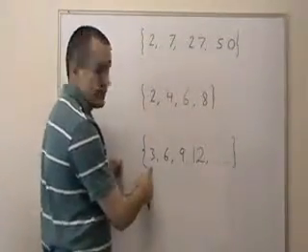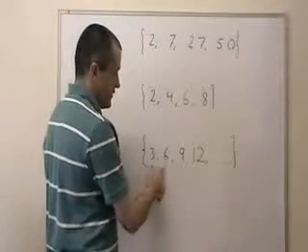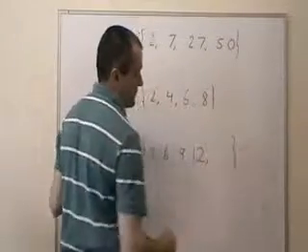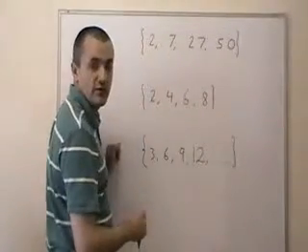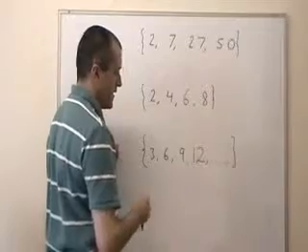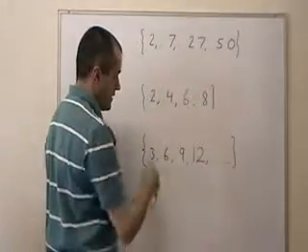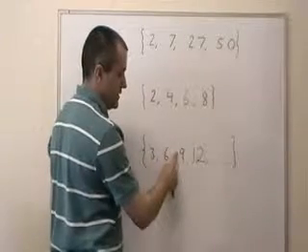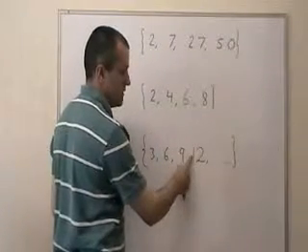Now let's look at this sequence here. It has the elements 3, 6, 9, 12, and so on like that forever. So we would say that this is an infinite sequence. Again, this time there appears to be a pattern, because 3 gets added to 3 to give me 6, 3 gets added to 6 to give me 9, 3 gets added to 9 to give me 12, and so on like that forever.